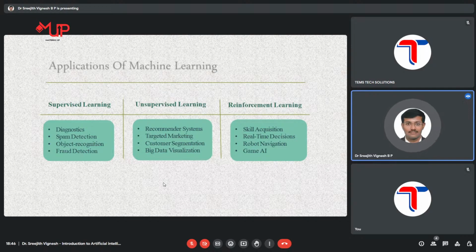Recommender systems, targeted marketing, customer segmentation, and big data visualization use unsupervised learning. Whenever you are using higher-end data dashboards, you can use unsupervised learning methods. You can also go for reinforcement learning in skill acquisition, real-time decisions, robot navigation, and game AI. So all these areas you will be able to identify, and you can incorporate these algorithms to find a solution for the problem.